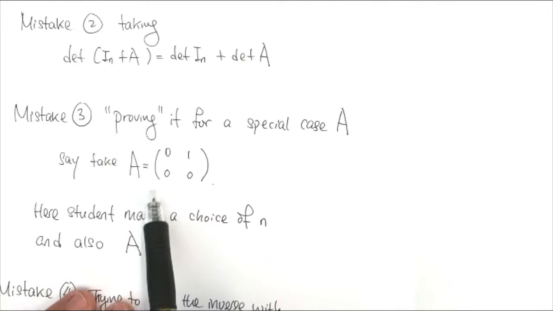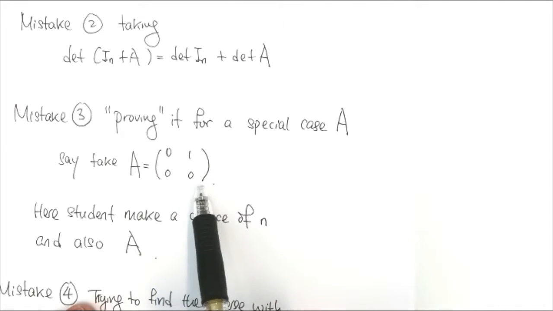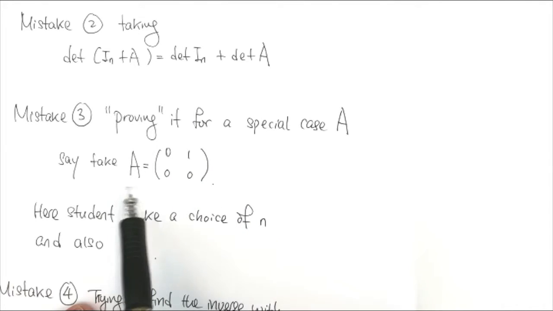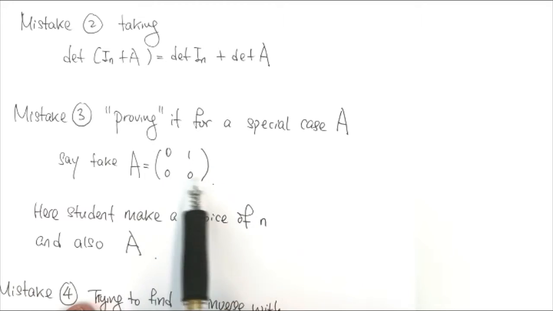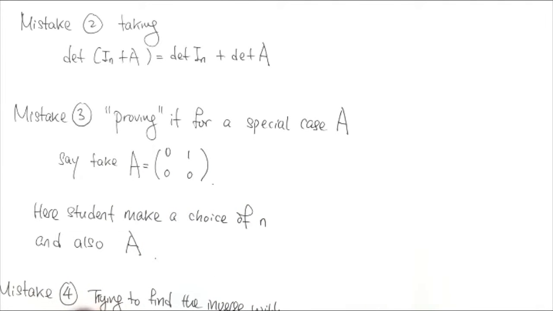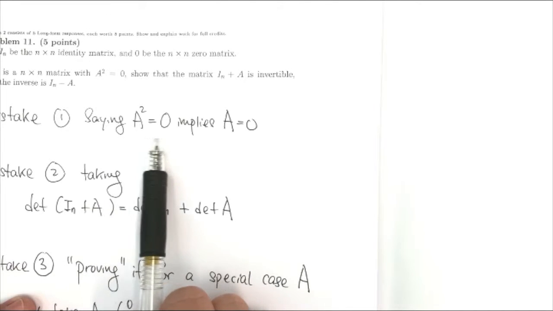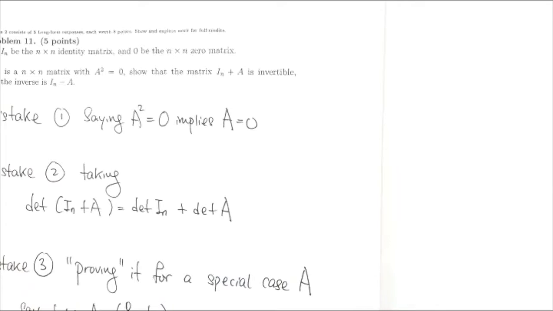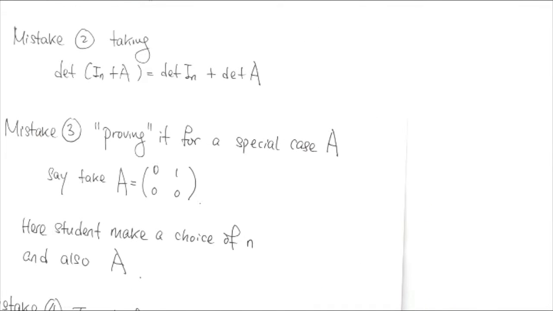For example, if we have a 2 by 2 matrix A with entries 0, 1, 0, 0, we can show that the matrix multiplication of A with itself, which is our A squared, is going to be the 0 matrix, 0, 0, 0, 0. But clearly you can see that A itself need not be a 0 matrix. So any argument saying that A squared equal to 0 implies that A equal to 0 is not going to work.